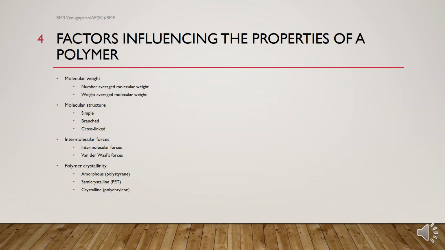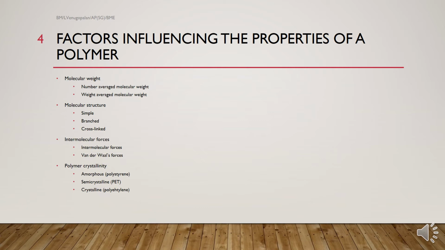There are basically four factors. One is the molecular weight, second is the molecular structure, third one is the intermolecular force, and fourth is the polymer crystallinity, right? So polymers will have a different number of monomers. If you take polyethylene, if there are 10 molecules of ethylene, that also is considered as polyethylene. If there are 50 molecules of ethylene, then that is also considered as polyethylene only.